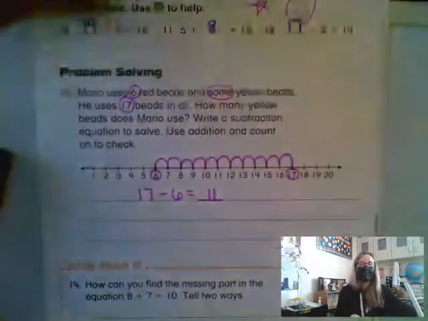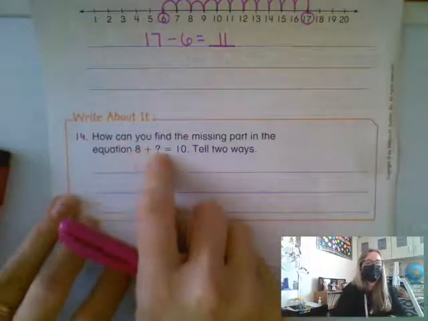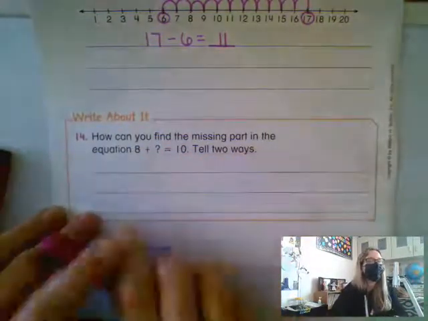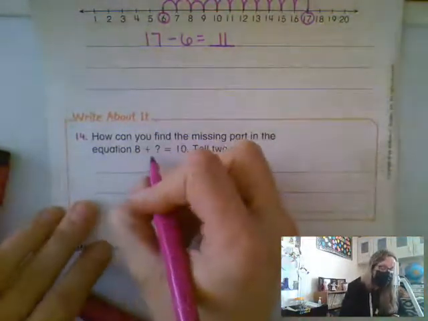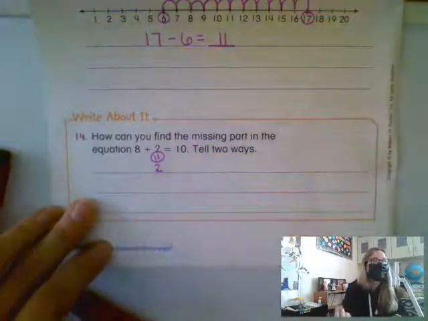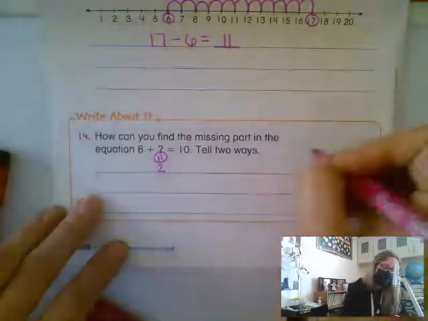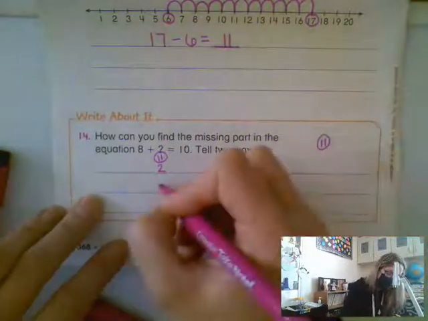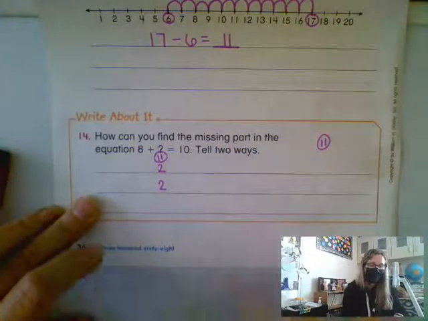For the write about it, it says, how can you find the missing part in 8 plus question mark equals 10? It says tell 2 ways. Well, one way, you could start at 8 and count up to 10. 8, 9, 10. So your answer would be 2. Or you could start at 10 and count back to 8. 10, 9, 8. And your answer would still be 2. Okay?